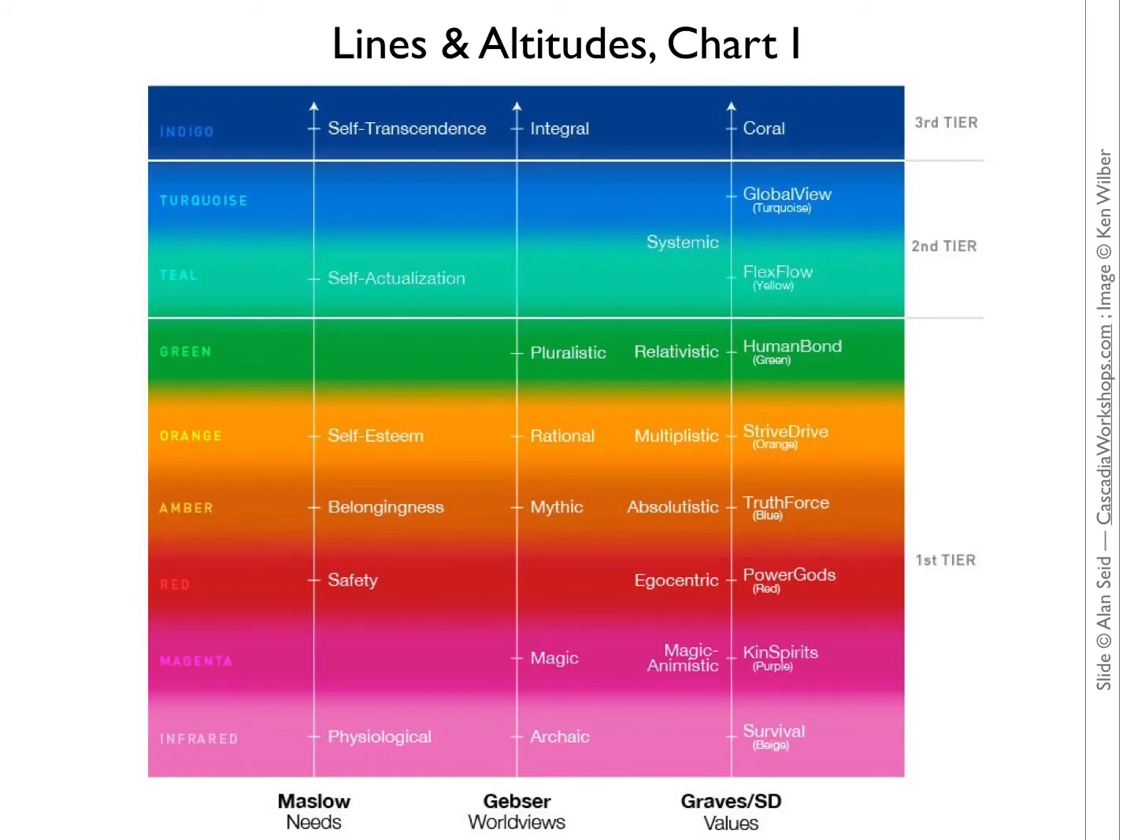Now let's put that next to some other ones. There's Abraham Maslow on needs, Jean Gebser in terms of worldviews, Clare Graves or spiral dynamics in terms of values. And here we have on the right hand side, you can see how it's divided into first tier, second tier, third tier. And on the very left, using the color spectrum simply as a sort of a shared ruler or a shared yardstick. So here we're comparing 3 lines of development and the different levels on those lines.